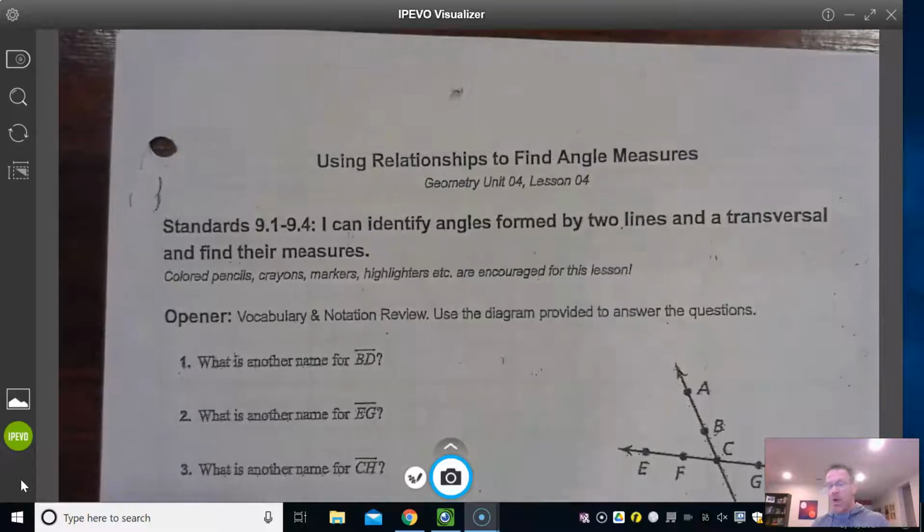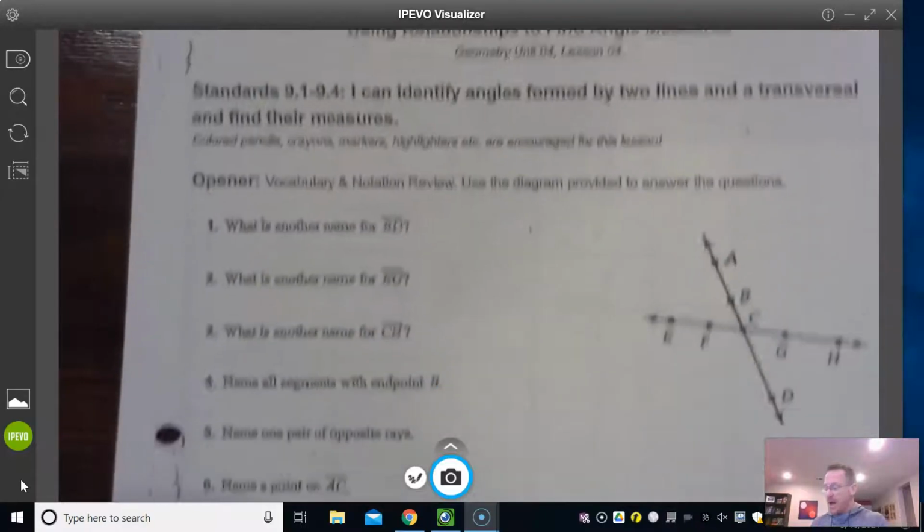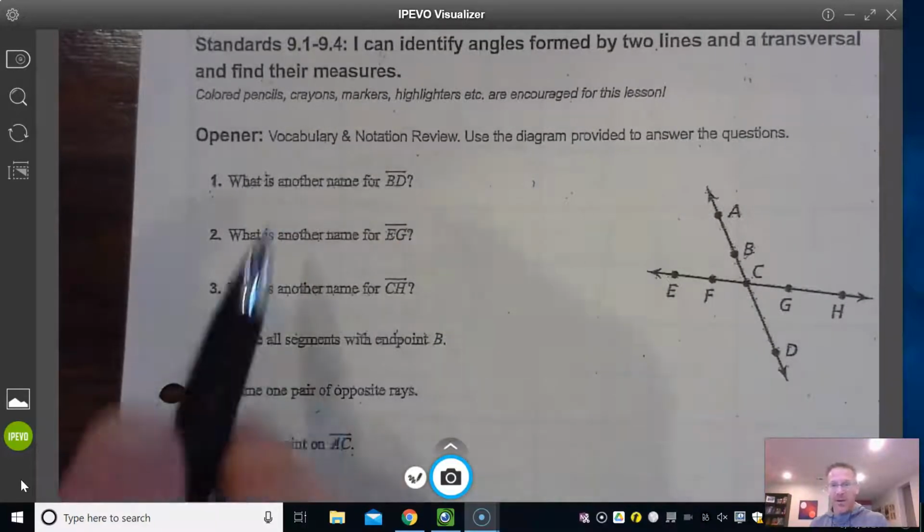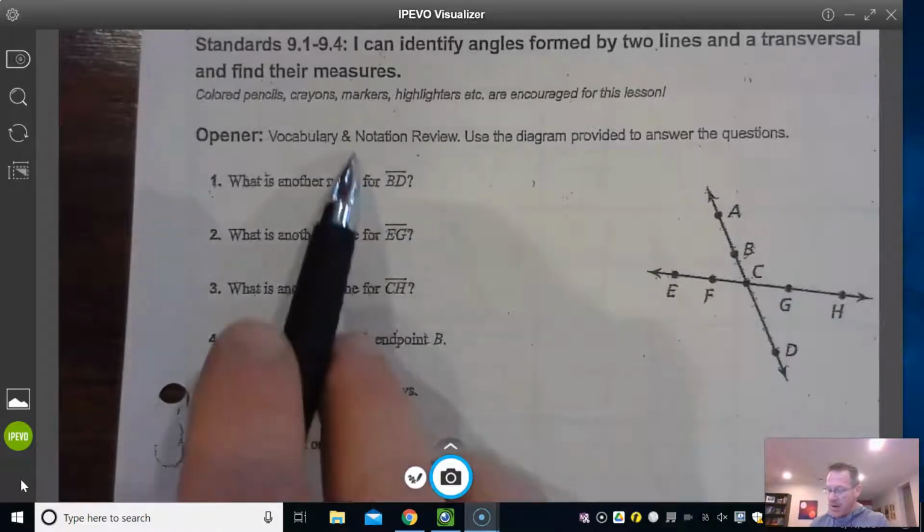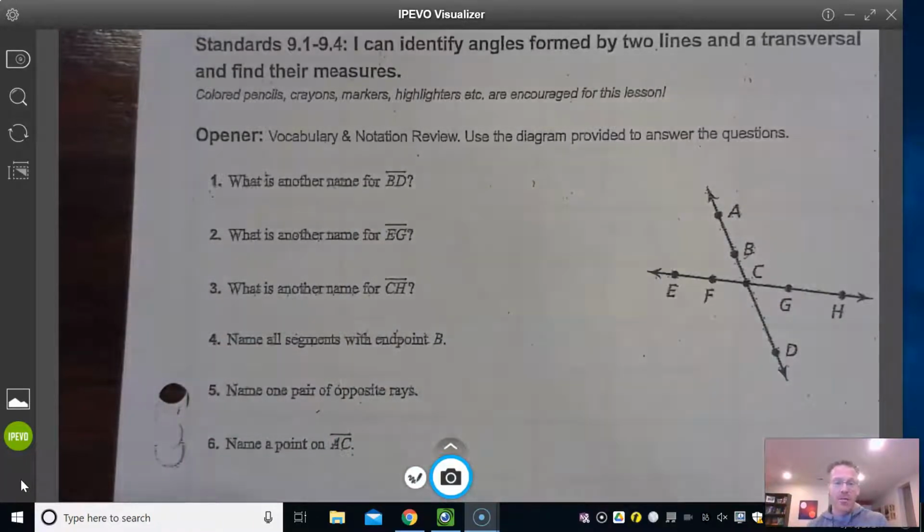They're finding their measures. But before we get to that today, once again, a little opener activity here for you. Using this diagram, go ahead and answer those 6 questions. Pause the video, do that, and then turn it back on, and we'll go from there.